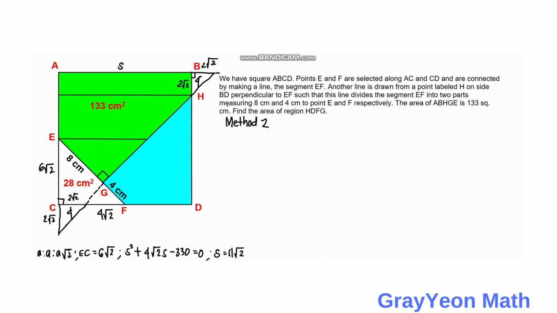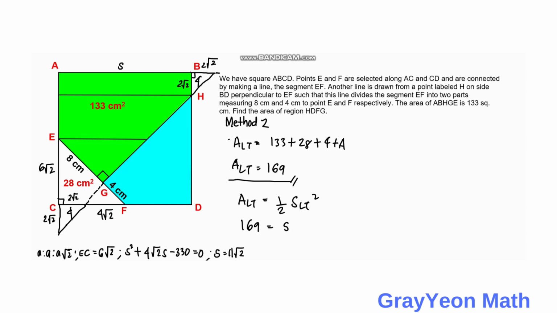Next, we consider the fact that the area of the largest triangle is equal to 133 plus 28 plus 4 plus 4. And that would be equal to 169. And now, since we got the area of the largest triangle, we can calculate the side of this largest triangle. So the area of this largest triangle, 169, equals 1/2 times SLT squared. So 169 equals SLT squared, and you need to multiply this by 2.